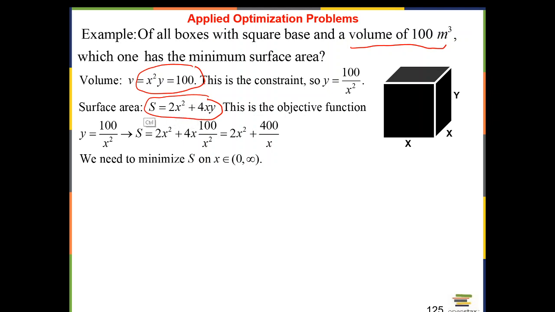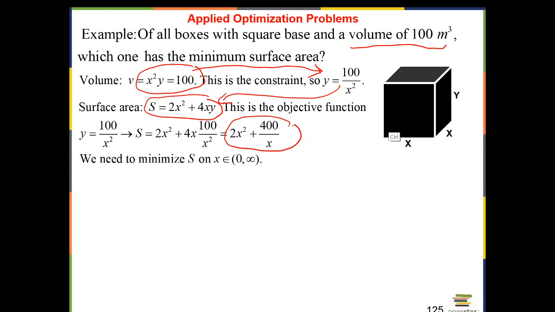Now, we know that surface area has to be a function of one variable. We got two variables here, so one of them has to be replaced. Which one? Well, maybe y, right? So we're going to replace y. How do we replace y? Well, we're going to solve for y in this equation. y is 100 over x squared. So we're going to take this and substitute it here for y. What do we get? Well, S is 2x squared plus 4x times y. And we simplify, we get this. We got our objective function.